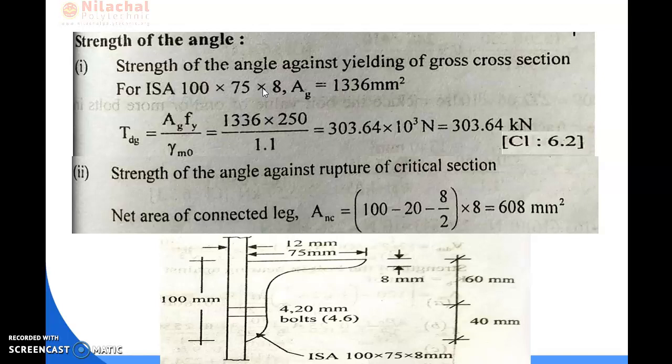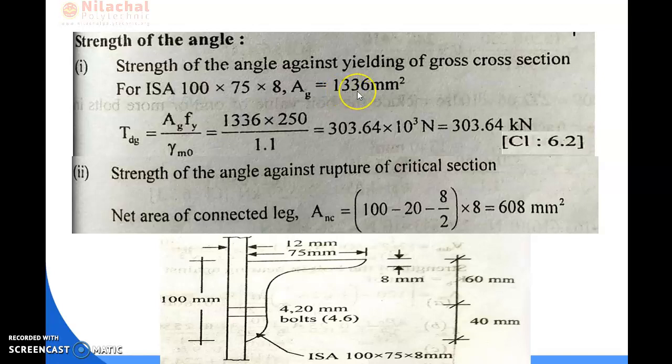So you can see the cross section area column, in which you can find out the cross section area of the angle section is given as 13.36 centimeter square. So just put this value here and convert it from centimeter square to mm square.